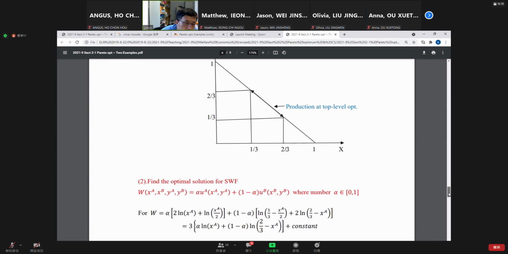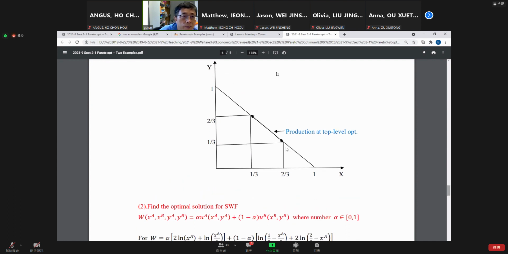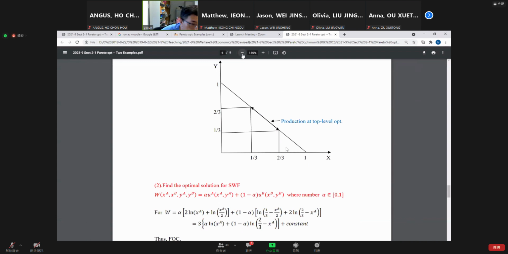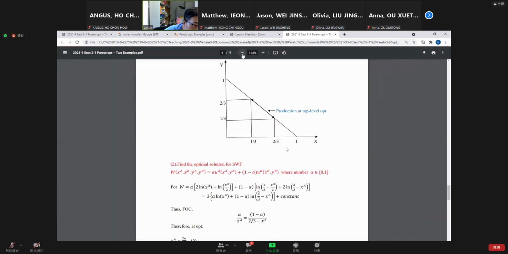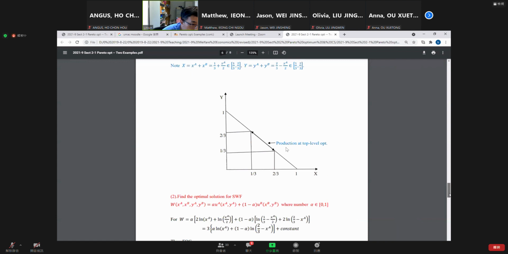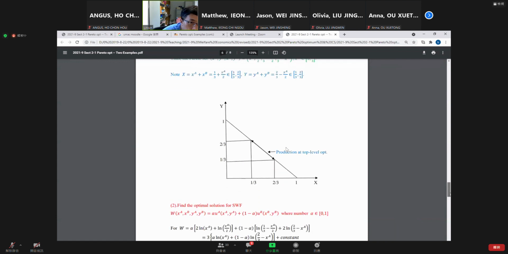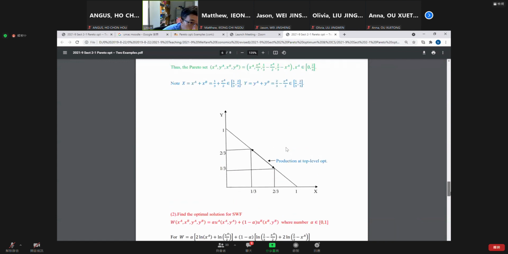Okay, let me put the two equations on the same page. You can see it. Give me a couple of seconds. Can you see it? Okay. So, this is the Pareto set. And this is XA. Let me again emphasize.